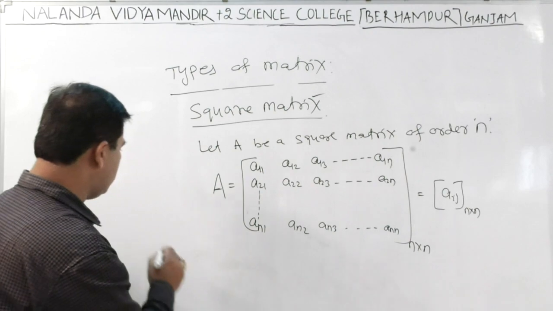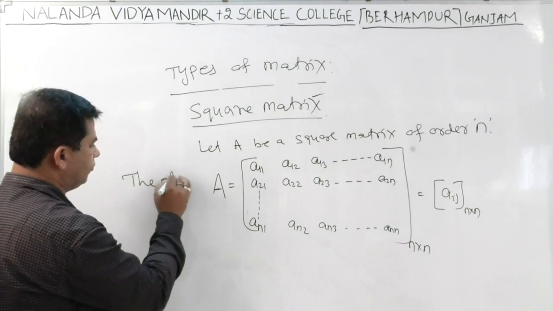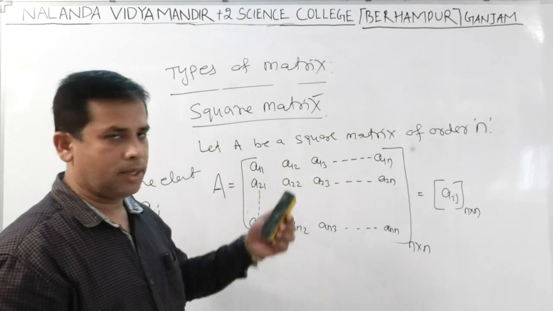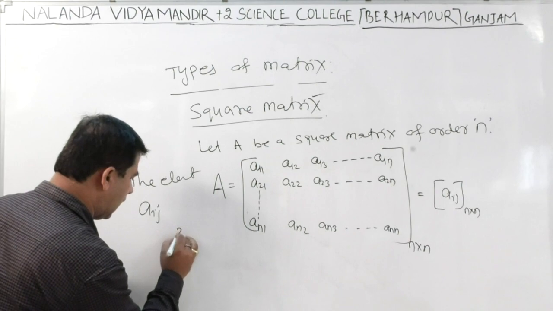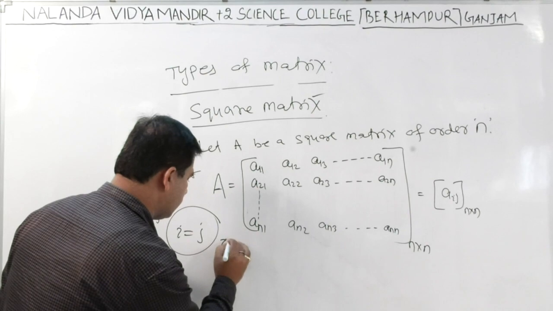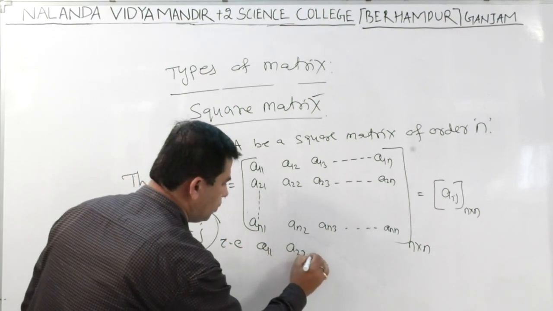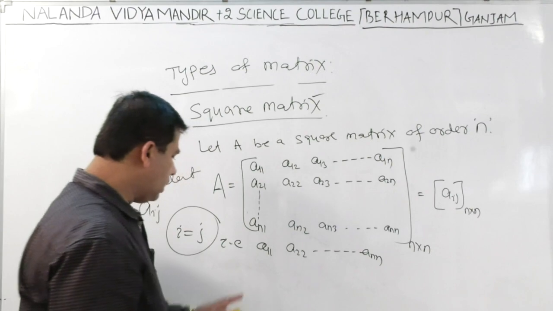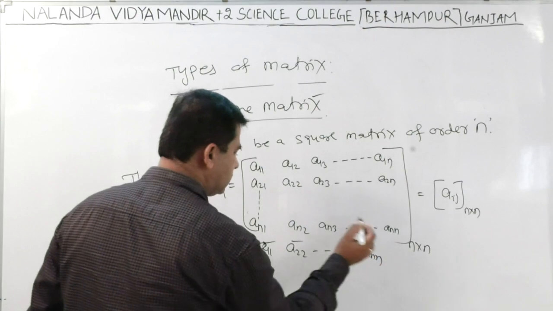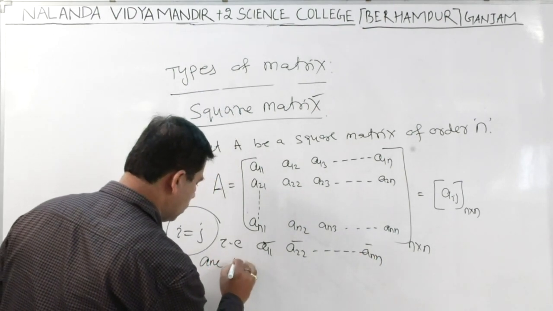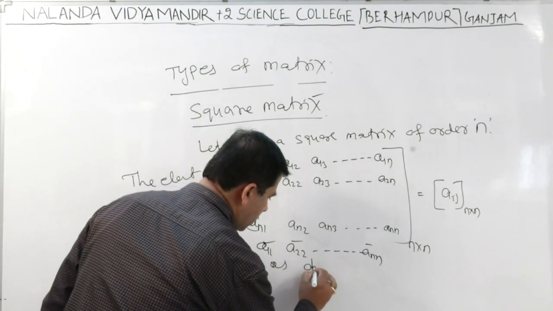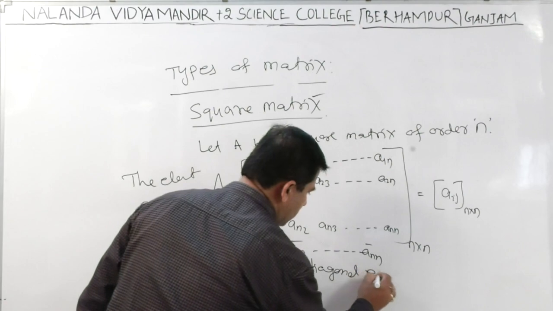The elements Aij of the square matrix A, for which i is equal to j, that is, A11, A22, up to Ann, where the values of i and j are equal, are known as diagonal elements.